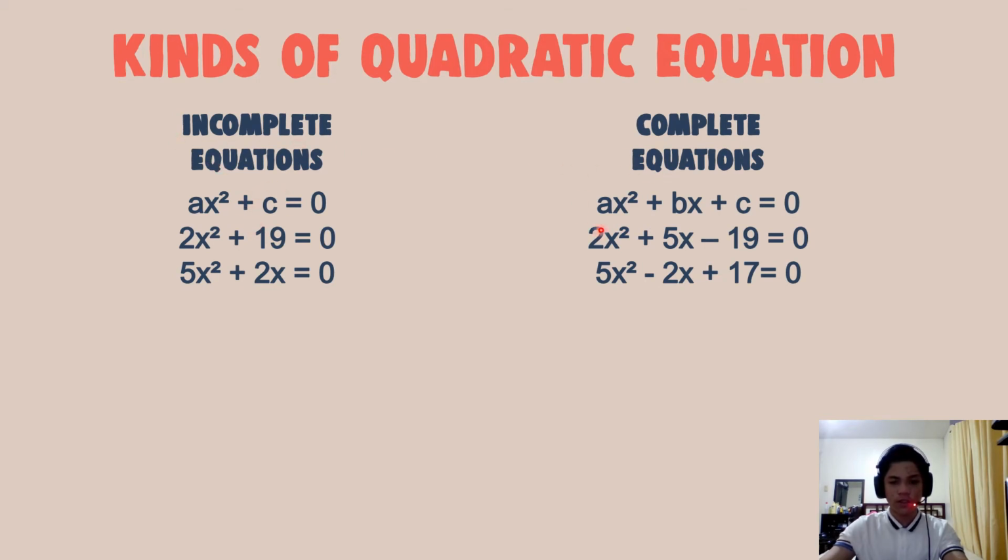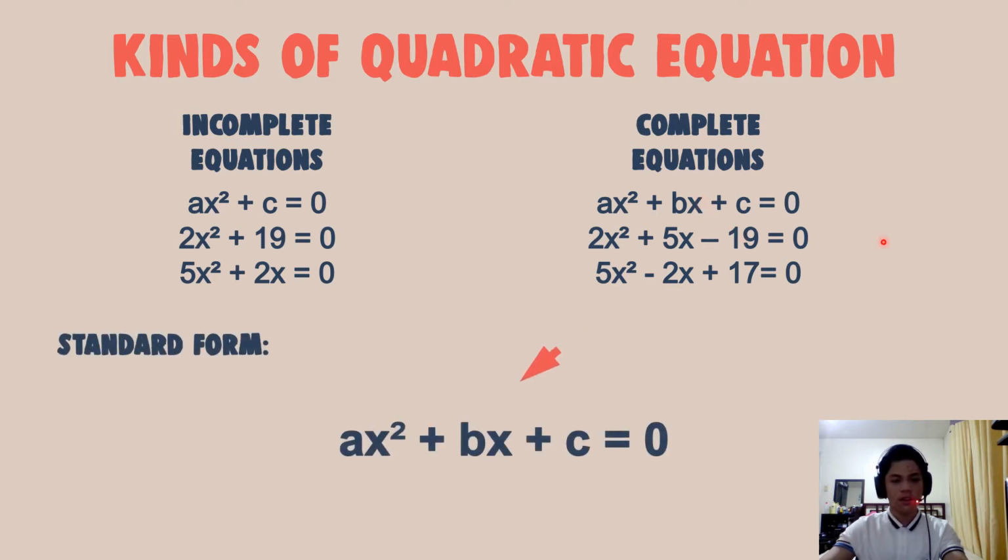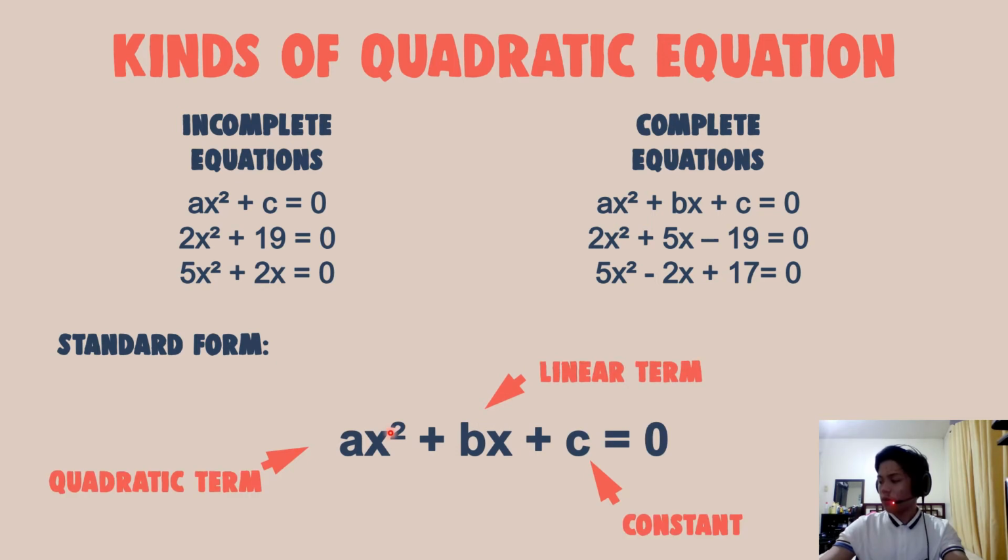Now, as you can see, ax squared plus bx plus c is present. Here you can identify the quadratic term, the numerical coefficient, this is the linear term, and this is the constant. That is the standard form: the quadratic term, the linear term, the constant.